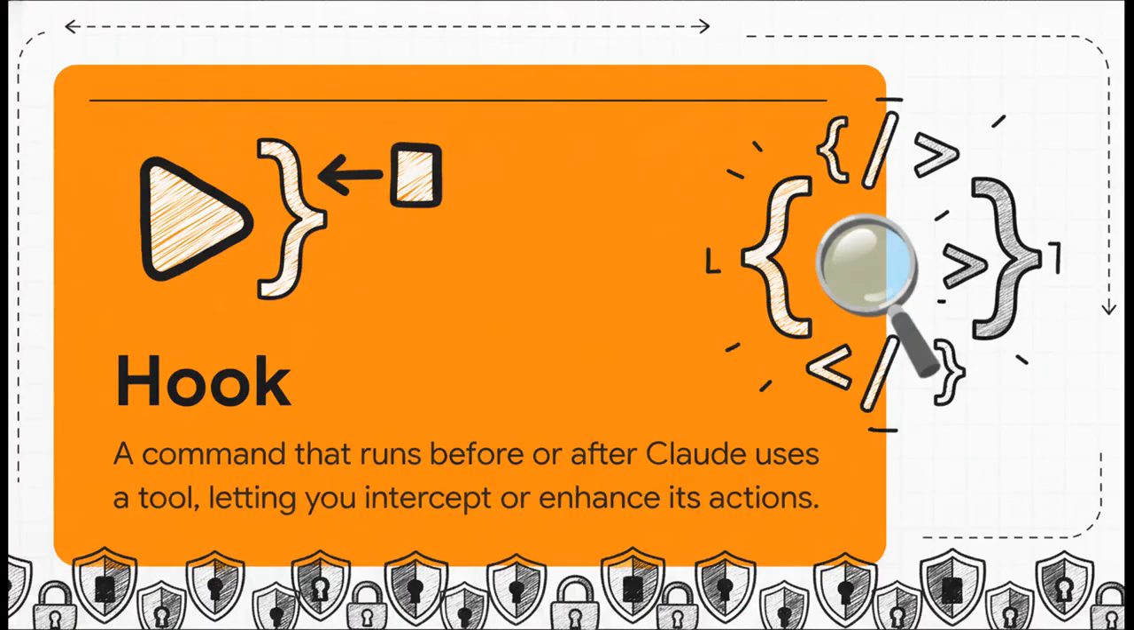So what is a hook, really? At its core, it's just a command or a script that you write, and it gets triggered automatically whenever the AI, in our case Claude, tries to use one of its built-in tools, like reading or writing a file. This gives you this critical moment to step in, check what it's doing, and even block or improve its action.